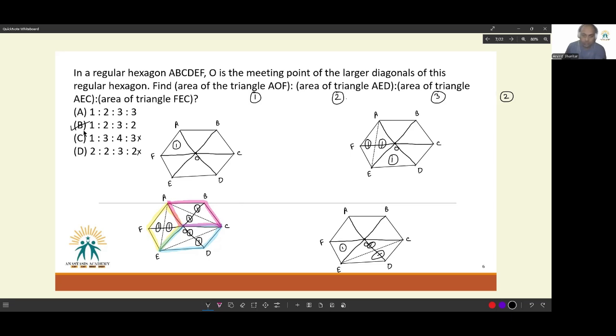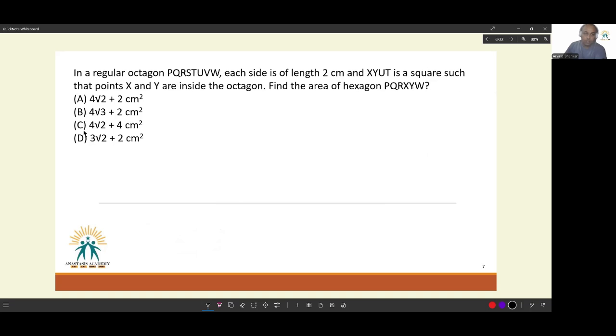Okay. This is simply figure watching. Next, in a regular octagon, PQRSTUVW, each side is of length 2 cm and XYUT is a square such that points X and Y are inside the octagon. Find the area of the hexagon PQRXY.